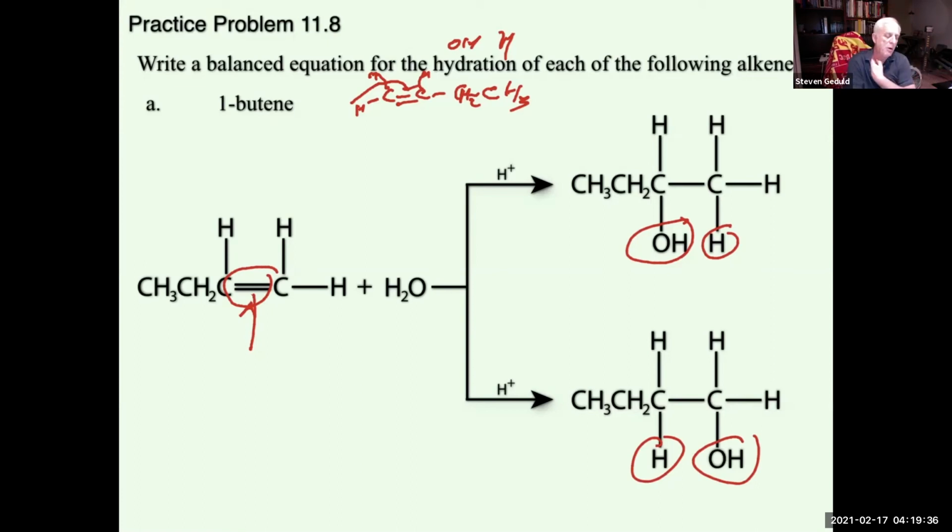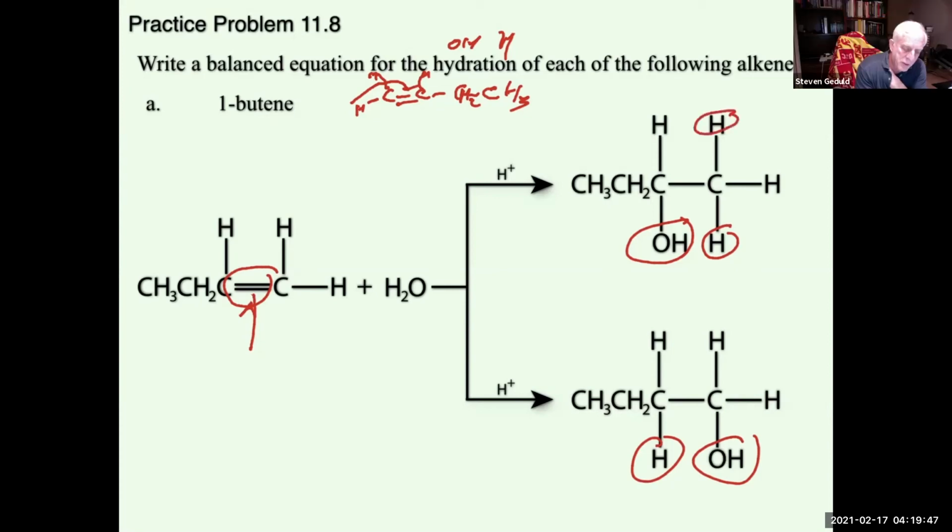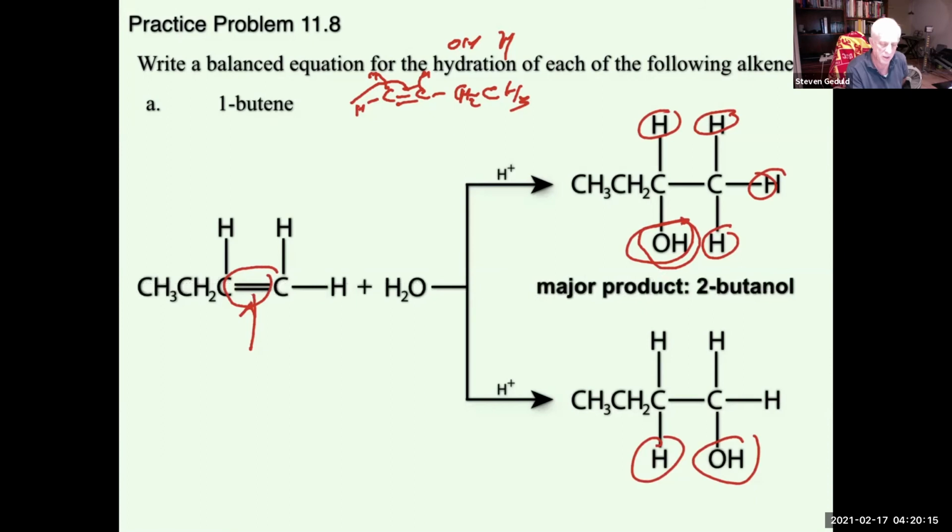So is the top one your major or your minor product? Major, exactly, because there's 2 hydrogens right here versus only 1 hydrogen right there. And the Markovnikov principle says hydrogen likes hydrogen. It likes to be on a carbon where there's the most hydrogen possible. And to name this thing, we're getting ahead of ourselves, but there's 4 carbons and the OH group is on the number 2 carbon. That's like a substituent group. So it's 2-butanol.